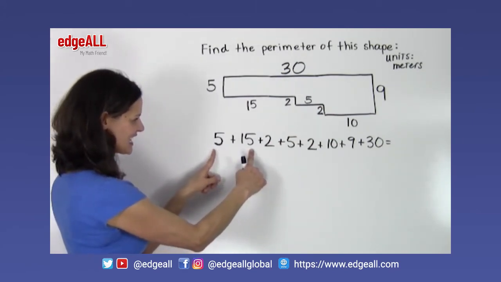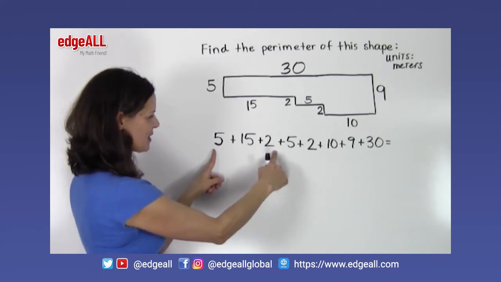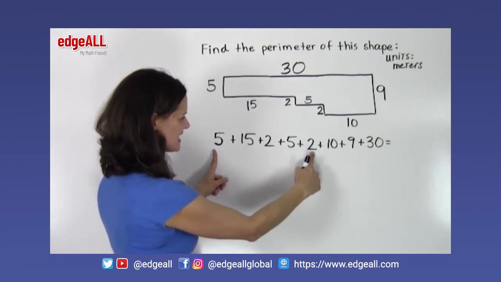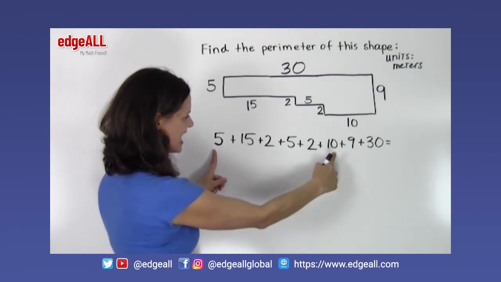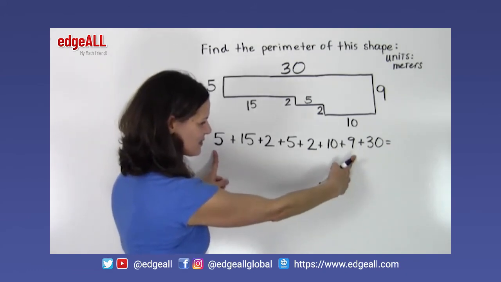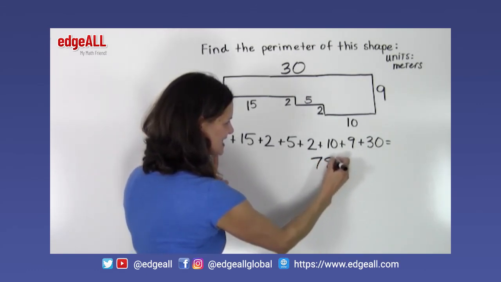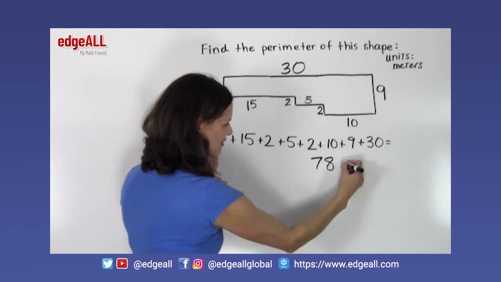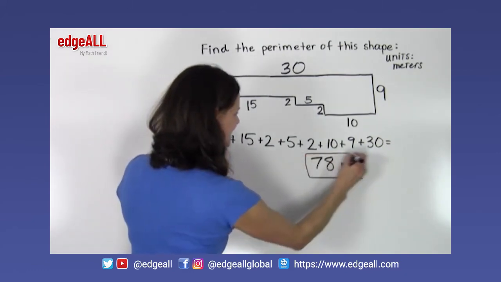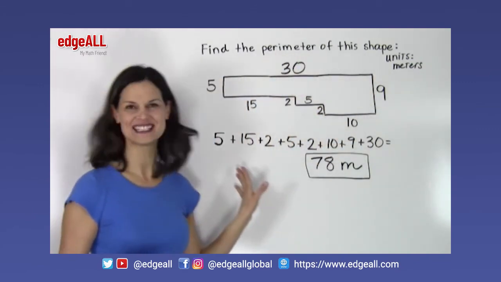5 plus 15 is 20. 20 add 2 is 22. Add 5 more is 27. Plus 2 is 29, plus 10 is 39, plus 9 more to that is going to be 48, plus 30 is going to be a total of 78. We know that our unit of measure is in meters, and so we're going to report our answer as a total of 78 meters for the perimeter of this complex shape.